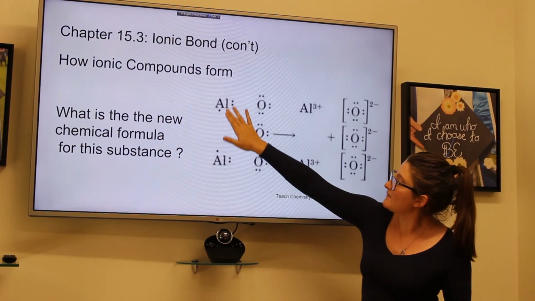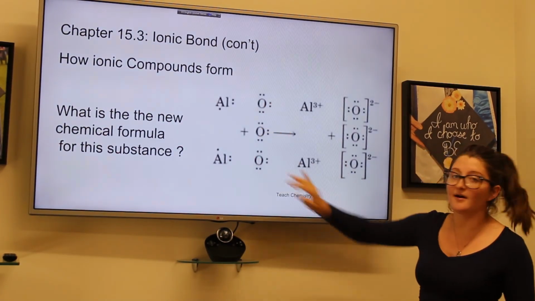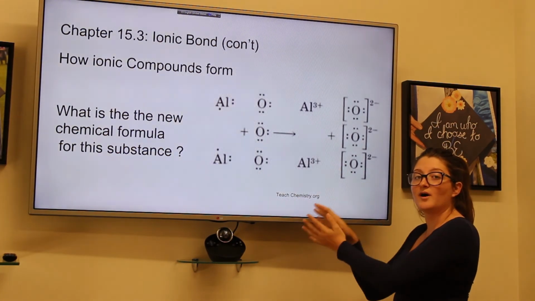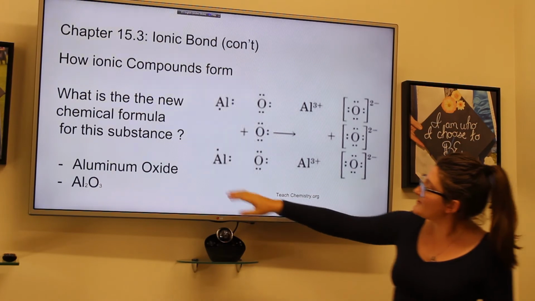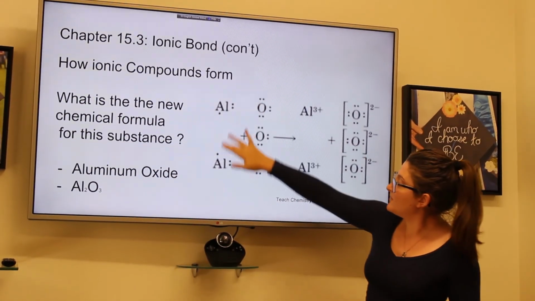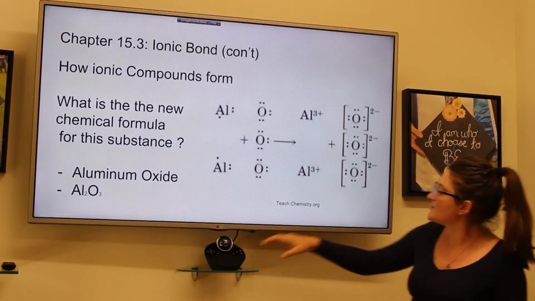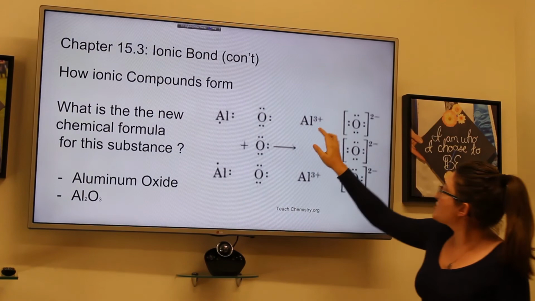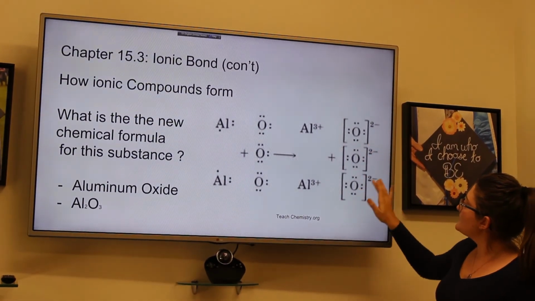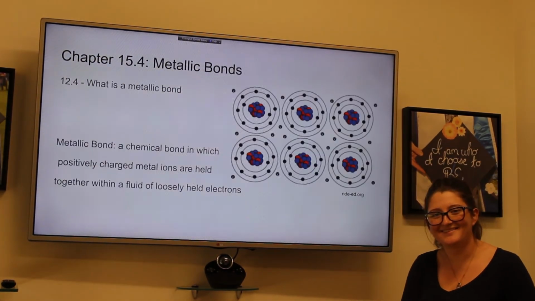So we see that we have 2 aluminums and 3 oxygens. All these elements will come together to form one new substance. This substance will be called aluminum oxide, and we bring the 2 aluminums for Al2 and the 3 oxygens for O3, and their charges of +3 and +3, -2, -2, -2. I will show you on the whiteboard.